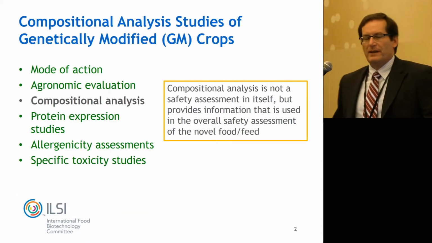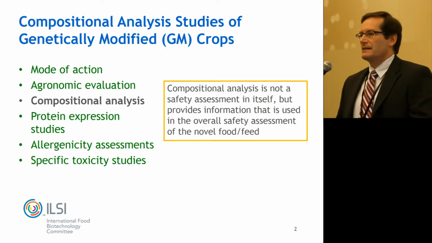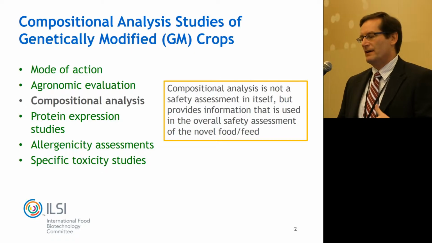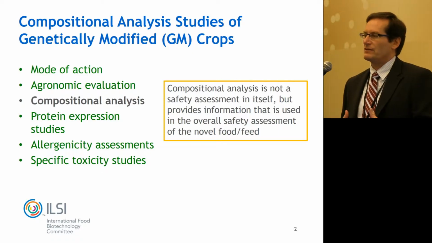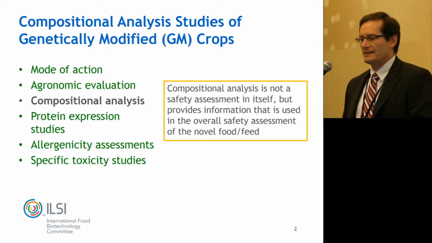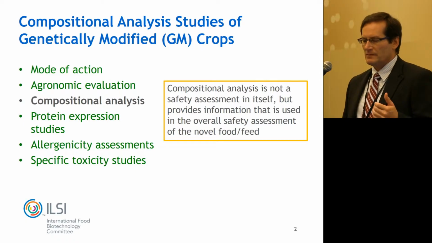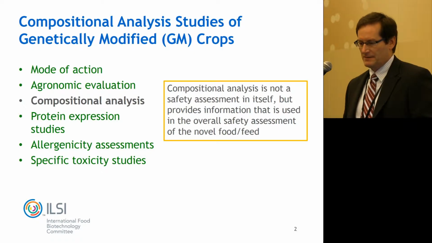So it's important to remember that there are a number of different studies that go into the safety assessment of GM crops. Compositional analysis itself is not the safety assessment, but information that's gathered during a compositional analysis study is used in the overall safety assessment, along with information from the other studies, to evaluate whether a novel food or feed resulting from a GM crop is safe or not.